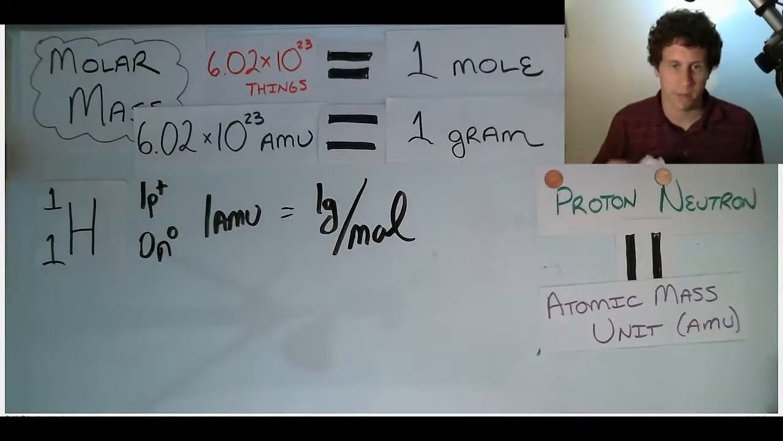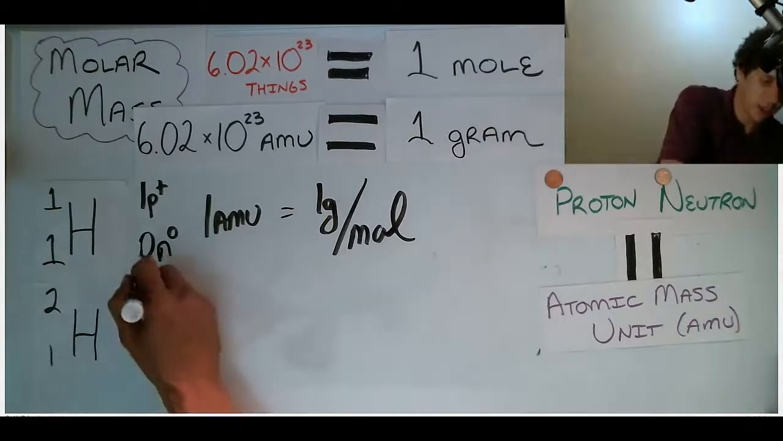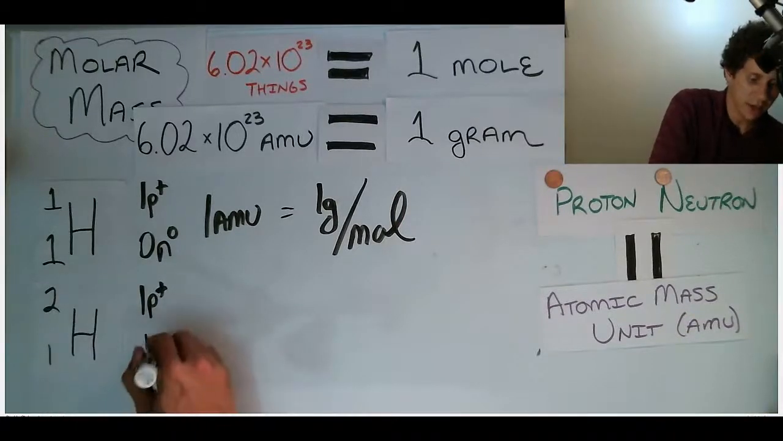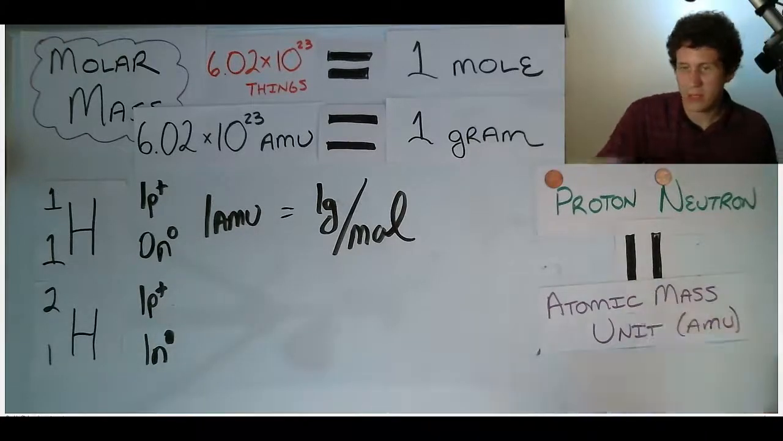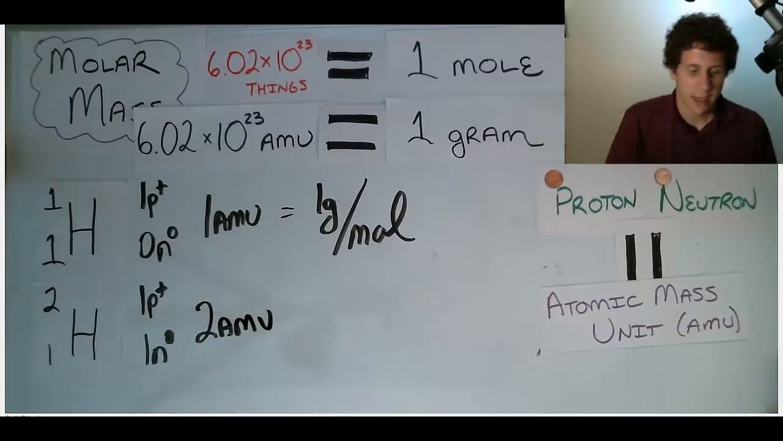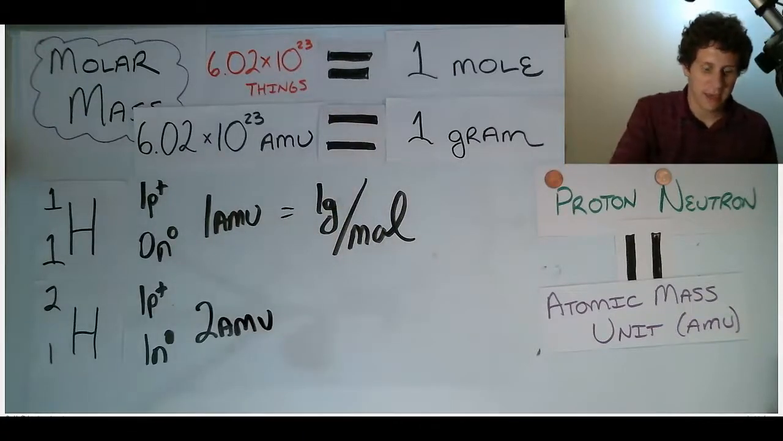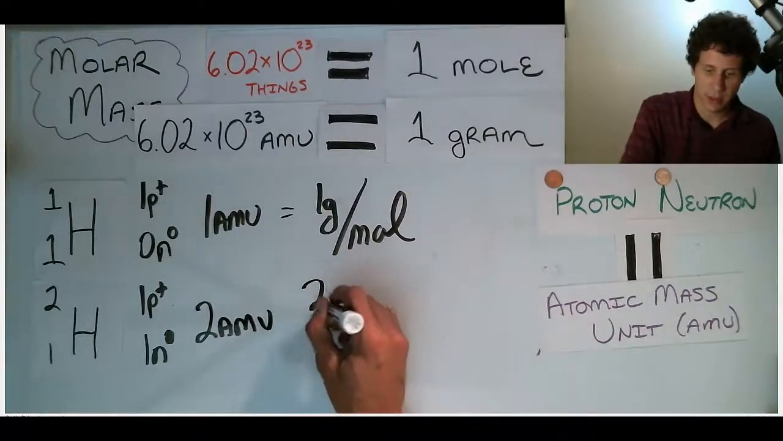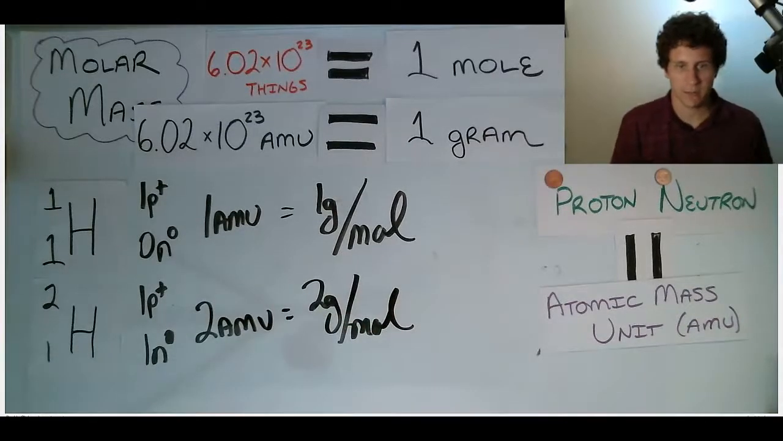If I have something like hydrogen 2, or deuterium, we change the picture. Now we still have 1 proton, because it's hydrogen, but we have an extra mass number here, so we have to add an extra neutron. If I have 1 neutron and 1 proton, and they each weigh 1 atomic mass unit, this thing must weigh 2 AMUs. Now let's assume I have a mole of that, 6.02 times 10 to the 23rd of them. That means I have 2 times this amount of mass, which means I'm going to have 2 grams per mole of deuterium.